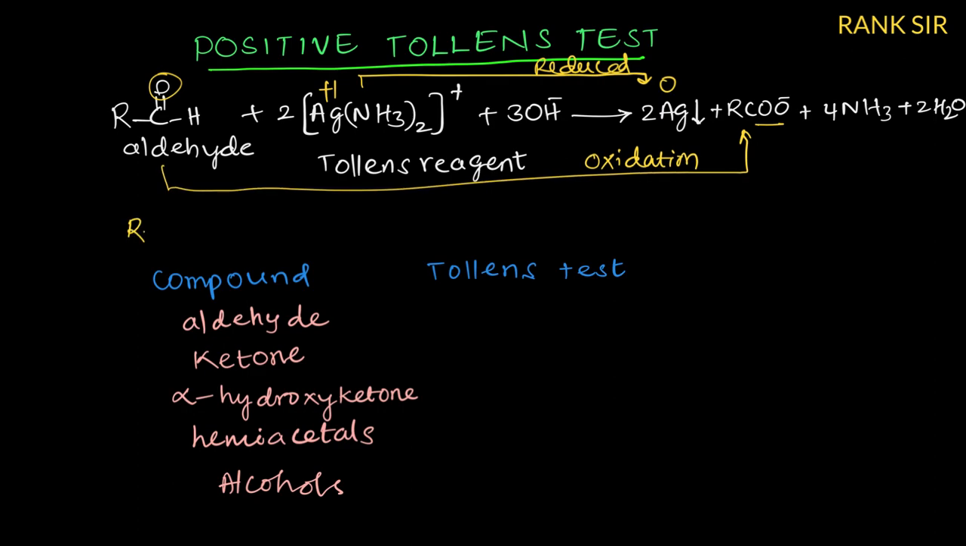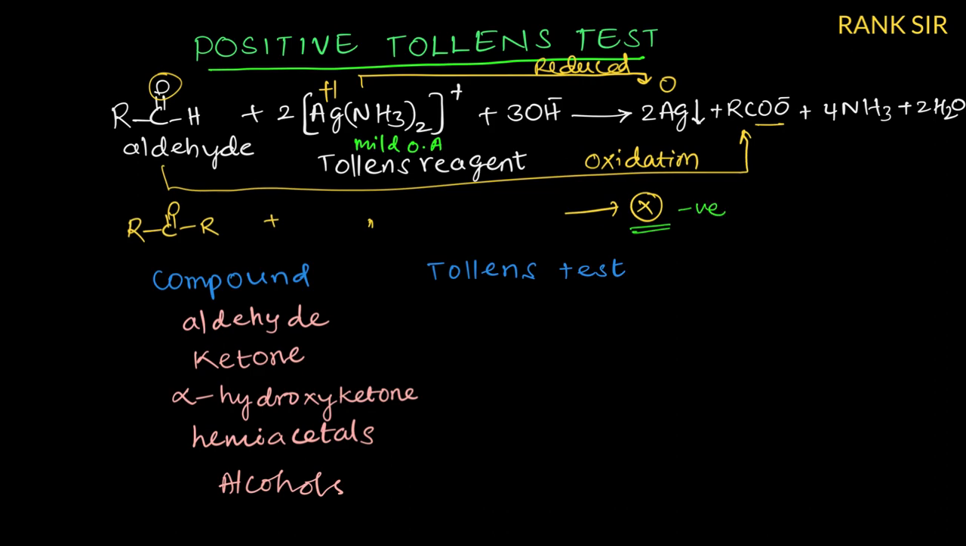If a ketone reacts with the Tollens reagent, then there is no reaction, no change, because Tollens reagent is a mild oxidizing agent. So which is generally more reactive? Aldehyde is more reactive. That's why it reacts even with a mild oxidizing agent. But ketones are a little less reactive, therefore they do not react with the Tollens reagent. Therefore there is no positive test. It is a negative test.